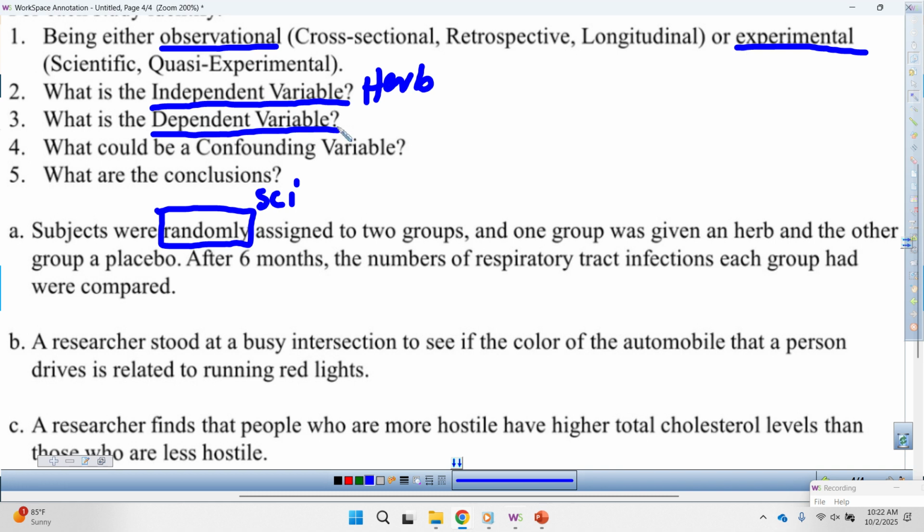Sean. What's that? No. Which one measures an outcome? That is correct. The infections are going to be our dependent variable. Question. What might affect the results that we haven't really accounted for? Think about it. They are given herbs, and then from there they're going to check their respiratory tract infections. What could affect that we haven't really thought about?